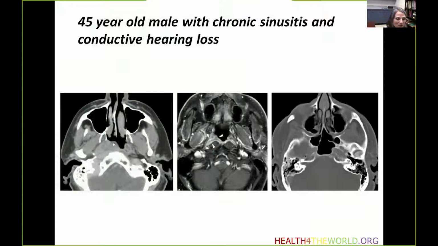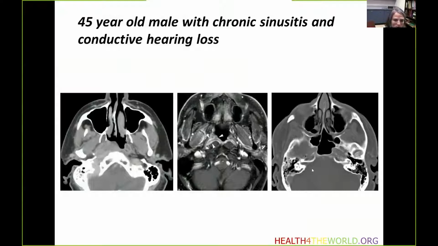Let's take a look. This is a contrast-enhanced axial CT scan at the level of the nasopharynx. This is an axial T1 contrast-enhanced MRI. And this is a bone window of that enhanced axial scan. So what we see on the soft tissue window of this axial scan is a soft tissue mass that is centered in the right nasopharynx. A very similar finding is seen on the MRI, and you notice that it is centered in the fossa of Rosenmüller.